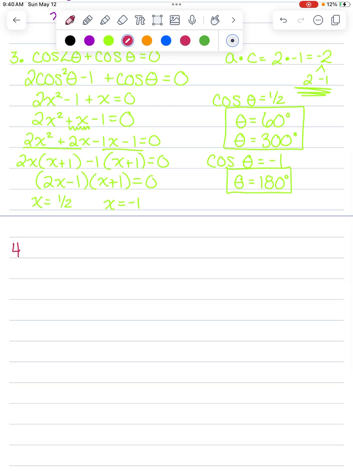Okay, question 4. 2 cosine theta equals 1. Well, that means cosine of theta is equal to 1/2, which is at theta equal to 60 degrees and theta equal to 300 degrees.